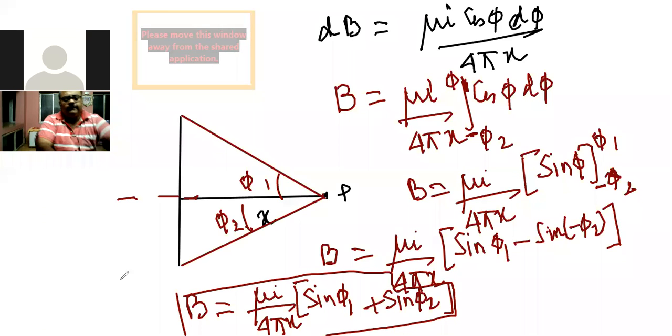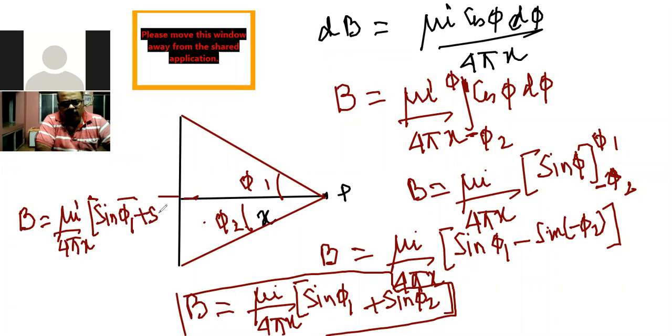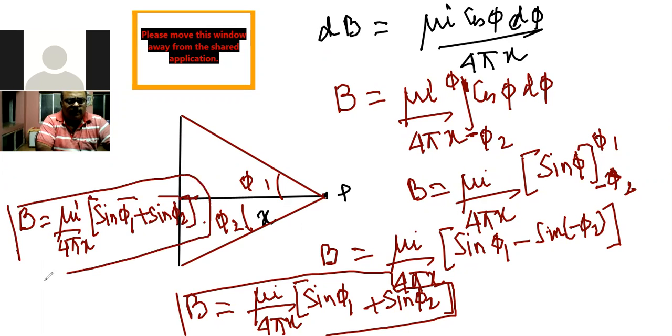So the formula for the magnetic field, you have seen, I write once again so that you understand better: mu I by 4 pi x bracket sine of the angle subtended in the upper part plus sine of the angle subtended in the lower part. So that is equal to mu I by 4 pi x sine of phi 1 plus sine of phi 2. So this is the answer.